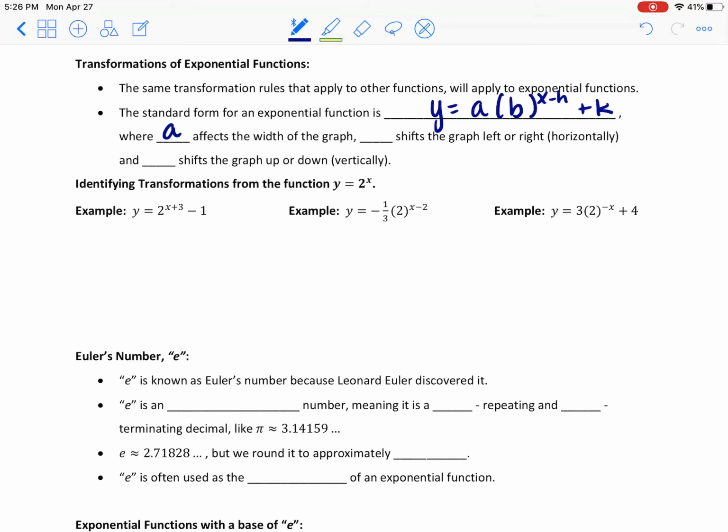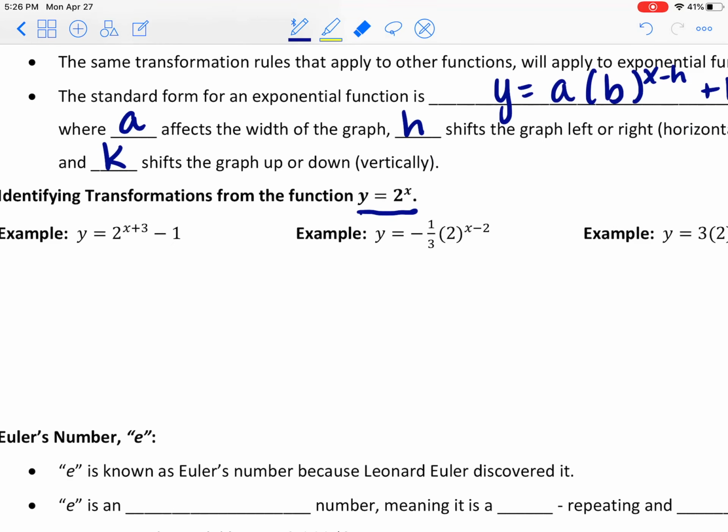So the transformation rules, they still apply. Our standard form is a times b to the x minus h power plus k, and hopefully we remember that a affects the width of the graph. It will also tell us if we have a reflection. h tells us if the graph is going to move left or right, and then k tells us if the graph is going to go up or down.